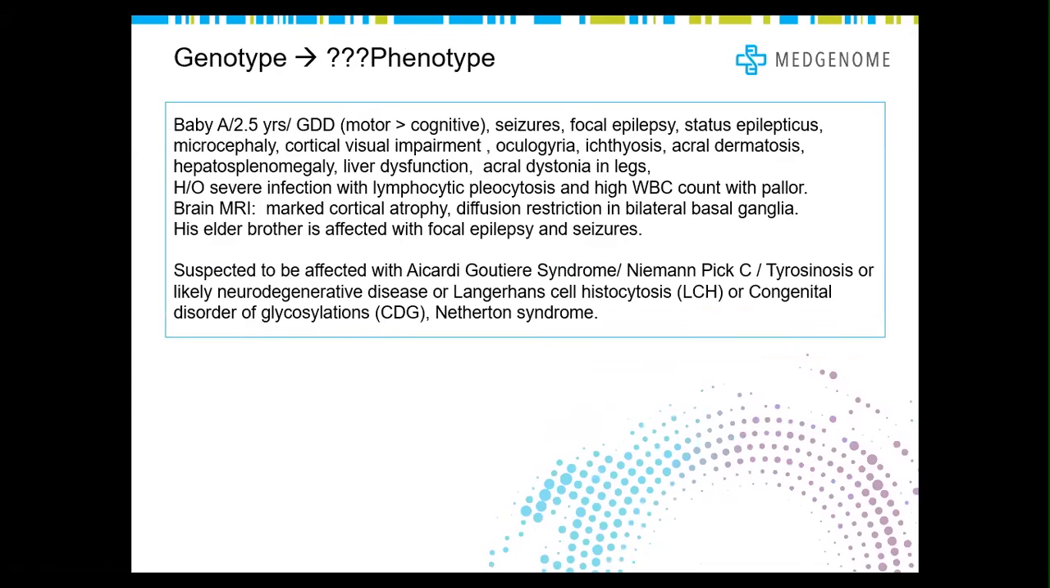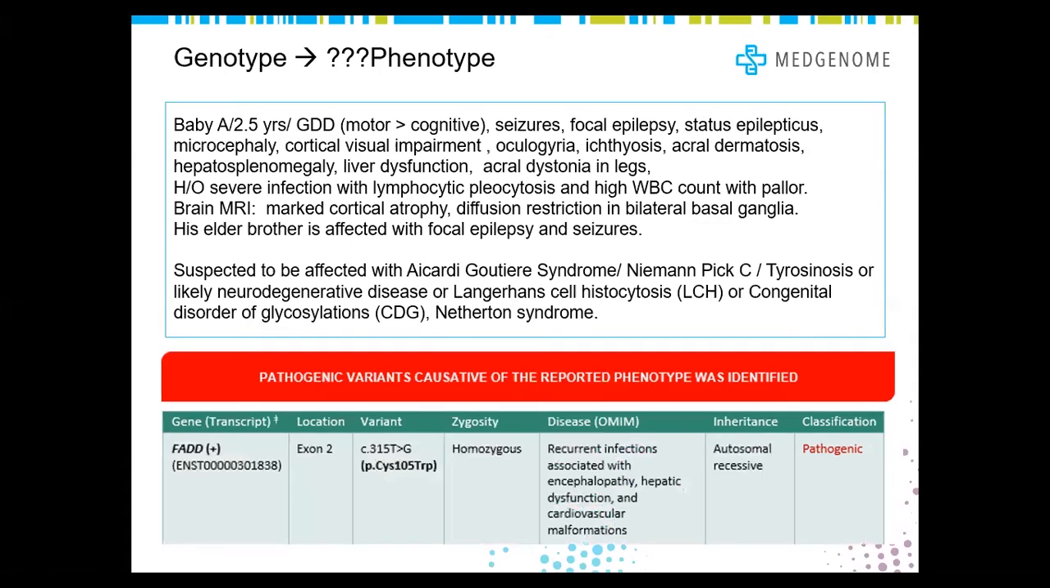Another child, sometimes there are a lot of things, and a differential diagnosis may not be a single thing, but multiple. So a child who has global developmental delay, seizures, epilepsy, status epilepticus, and multiple other things, like he had ichthyosis, dermatitis, and there is also history of severe infection with pleocytosis, and the brain is also showing abnormality. So the differential diagnosis was acardioguttry, Niemann-Pick, tyrosinosis, or a congenital disorder. So multiple differential diagnoses, where the clinician is also as confused as we are about what it could be.